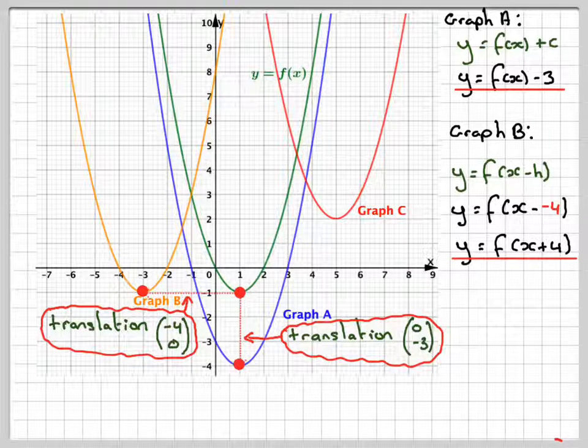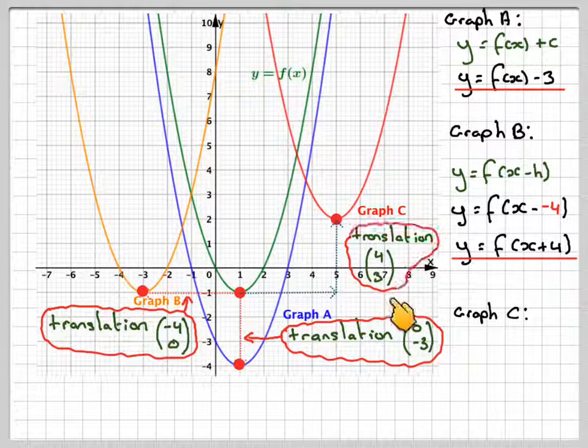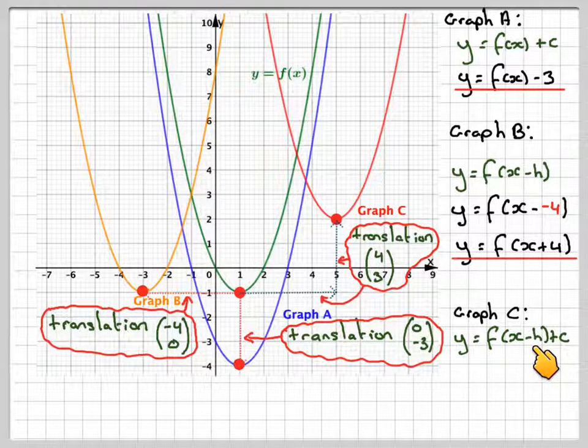Now in the final case, my point is moved to this point here on graph C. So this is graph C. So this is a combination of two translations, one this way. So that's going to be 1, 2, 3, 4 units that way, and then 3 units upwards. So this is a translation (4, 3), both positive. So if we've got y is equal to f of x minus h plus c, we've got y is equal to f of x minus 4 plus 3.